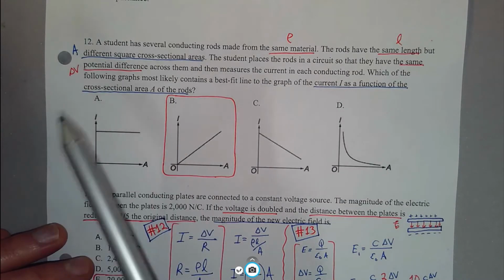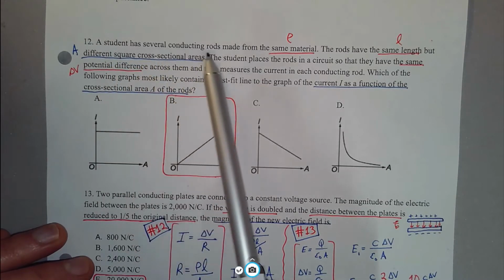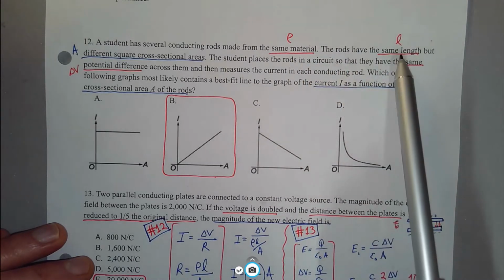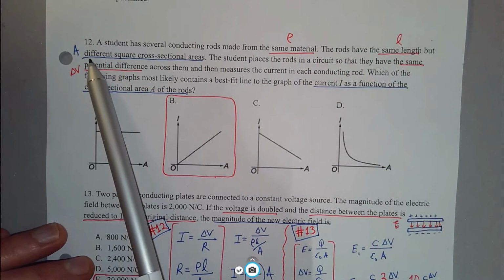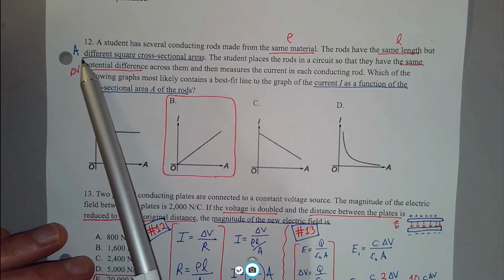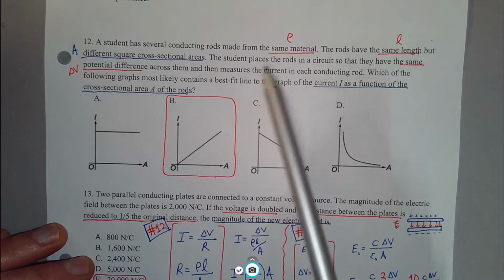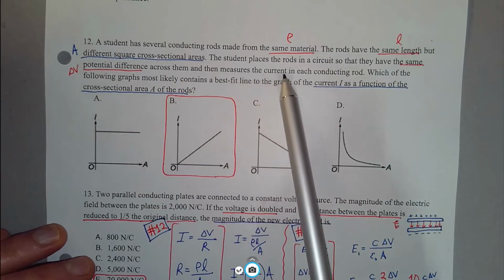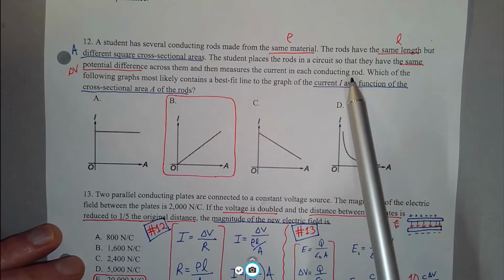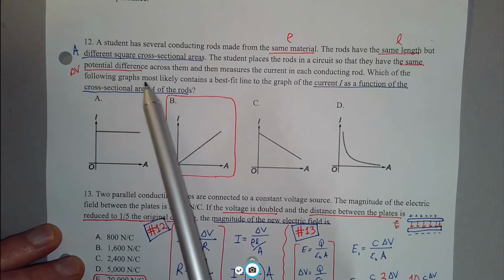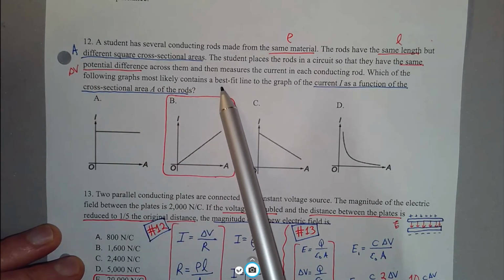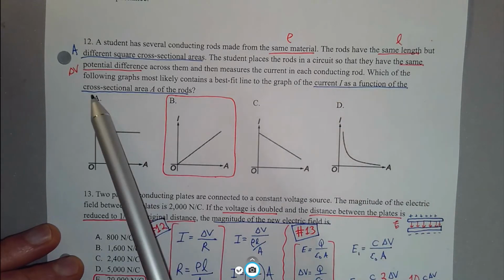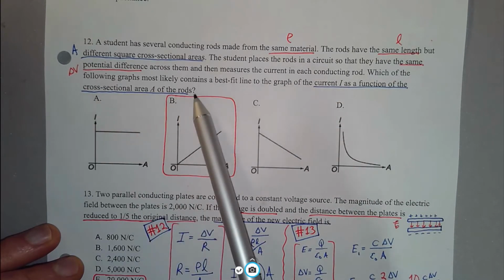Number 12. A student has several conducting rods made from the same material. The rods have the same length but a different square cross-sectional area. The student places the rods in a circuit so they have the same potential difference across them and then measures the current in each of the conducting rods. Which of the following graphs most likely contains a best fit line to the graph of the current I as a function of the cross-sectional area A of the rods?